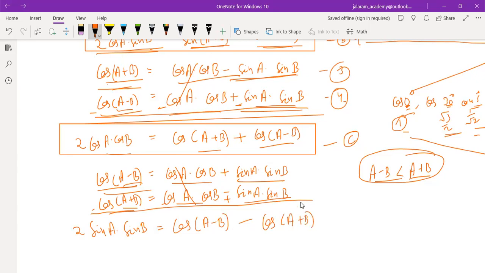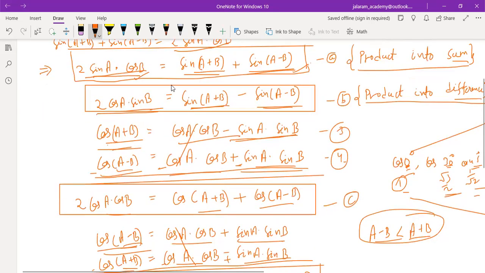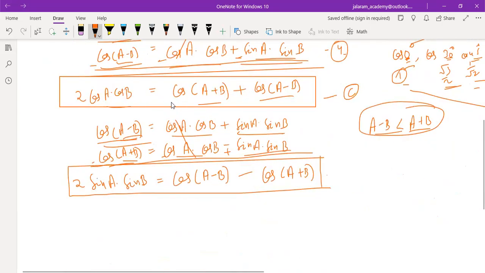So these four formulas are used to convert the product of two trigonometric ratios to sum or difference, actually only for sine and cos, not for tan and cot and others. So they change product to either sum or difference. Look at this, this is the product cos A cos B, and it has been changed to cos(A+B) plus cos(A−B). This is product to sum, and this is product to difference.